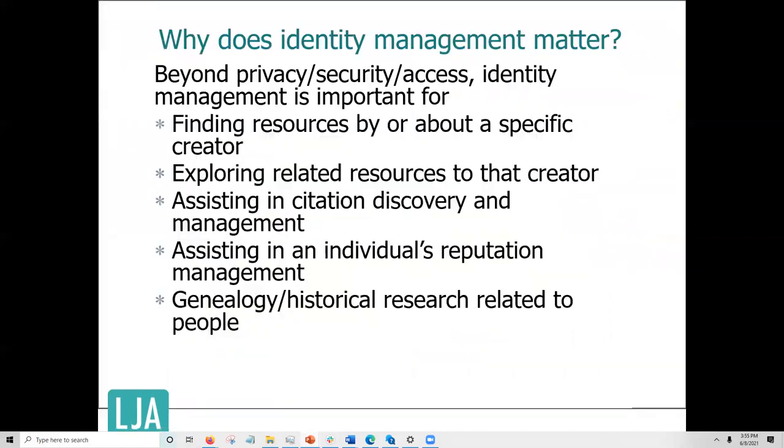So, why does identity management matter? Like, why are we even interested in talking about this? Well, beyond privacy, security, access, which are very relevant, worthwhile topics, certainly something we should all be thinking about, concerned about, identity management, especially from a metadata standpoint, serves some other purposes. So it can help us find resources by or about a specific creator.